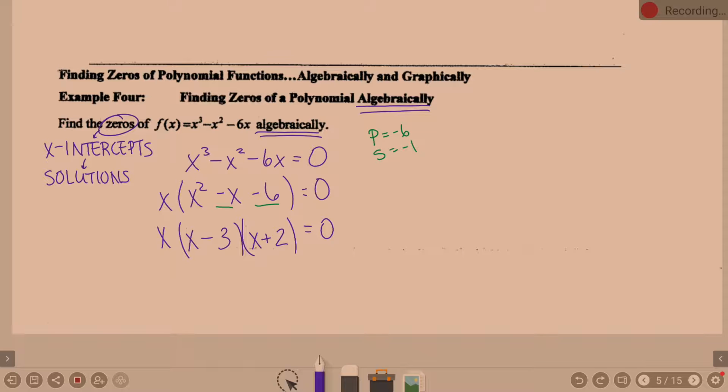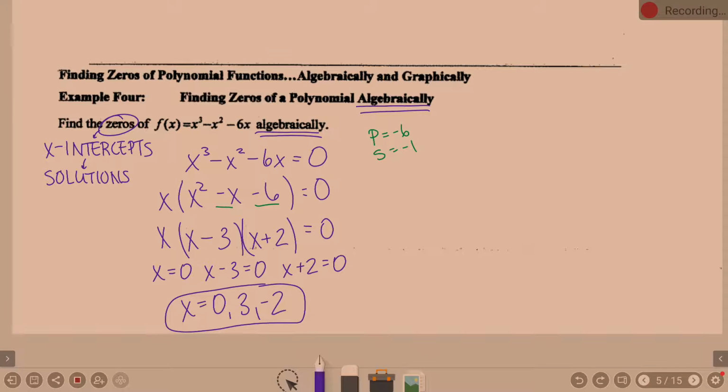How do I find my solutions? Set it all equal to 0, right? Set each part equal to 0, right? So in this case, I'm going to set x equal to 0, x minus 3 equal to 0, and x plus 2 equal to 0. So we end up with solutions of 0, 3, and negative 2.